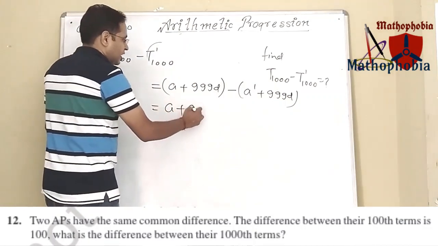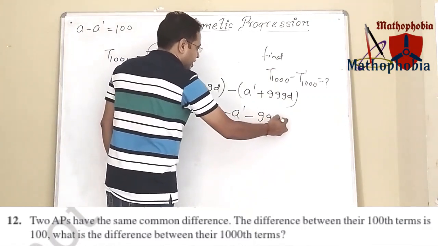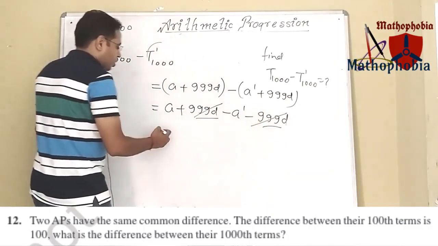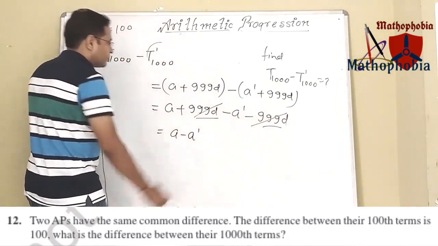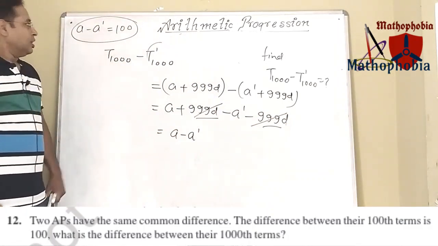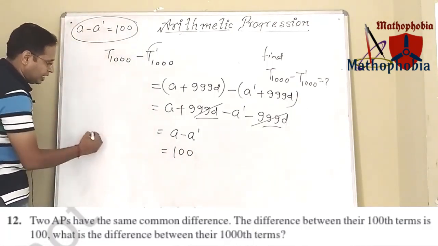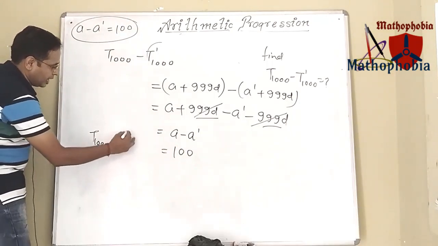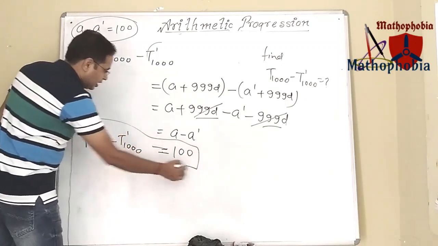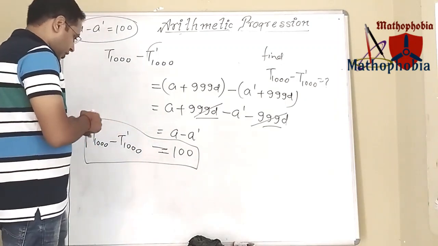Okay, A plus 999D minus A dash minus 999D. This positive and negative will cancel out. We will get A minus A dash. And what was the value of A minus A dash that we calculated? It is 100. So we can write A minus A dash equals to 100. Therefore, T1000 minus T dash 1000 is equal to 100. So we have got that the difference between the 1000th terms is also 100. Let's move on to the next question.